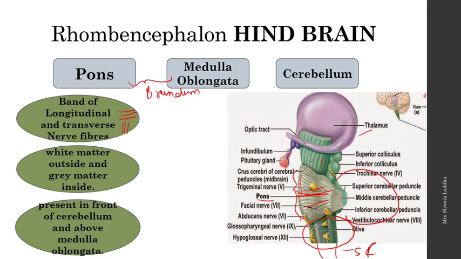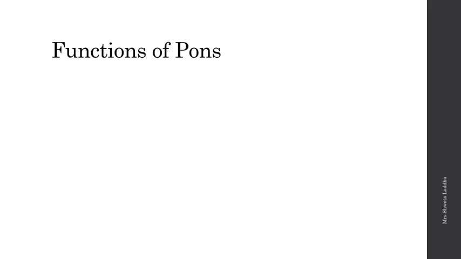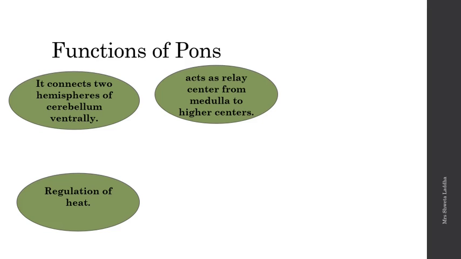It is present in front of the cerebellum and above the medulla oblongata. This is the medulla oblongata. It forms a bulge on the anterior surface of the brainstem, as you can see in the picture. What is the function of the pons? It connects the two hemispheres of the cerebellum ventrally because of the transverse cords. It also maintains regulation of heat.